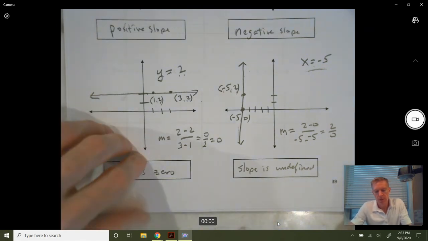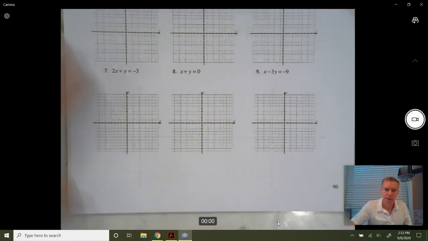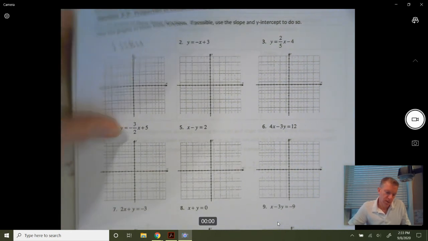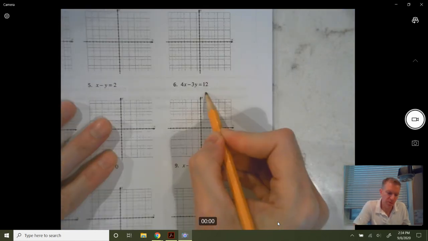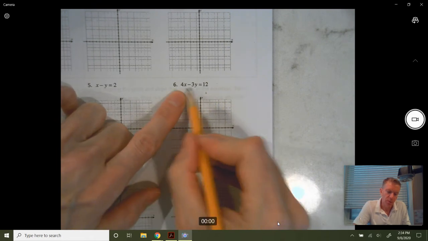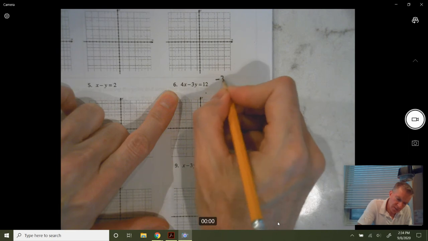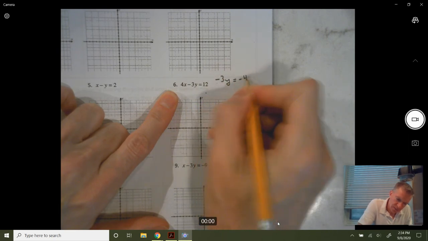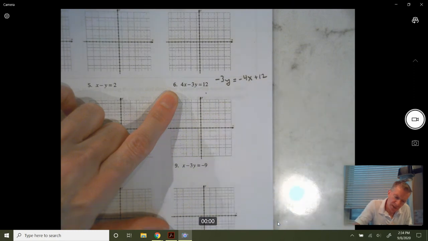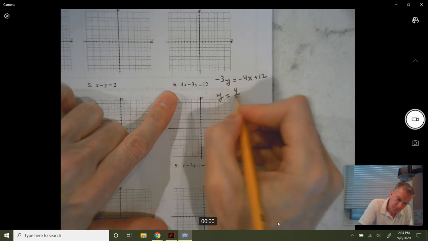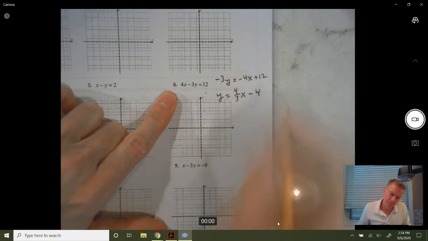Okay. And then we go to the next page, and maybe we'll do one of these together. Let's say number 6. At this point, what we're most familiar with is slope-intercept form. So what we would do is get the y by itself. So subtract 4x from both sides. Divide everything by negative 3. Y equals, that becomes positive 4/3 x minus 4.